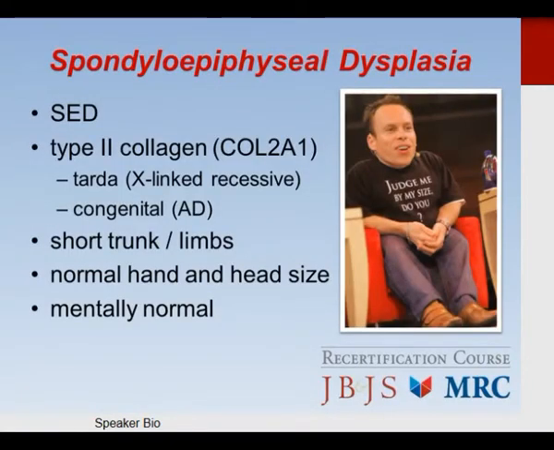Spondyloepiphyseal dysplasia is another collagen disorder. In this case, it's type 2 collagen. There's two types: a tarda type, which is X-linked recessive, and a congenital type, which is autosomal dominant. The manifestation of this is short trunk and short limbs. These patients are mentally normal, such as this actor here, Warwick Davis.